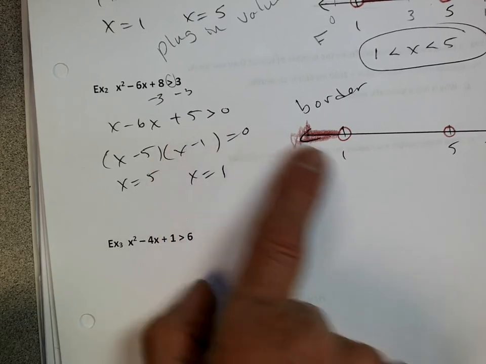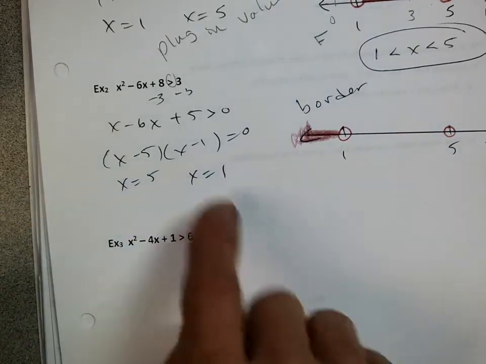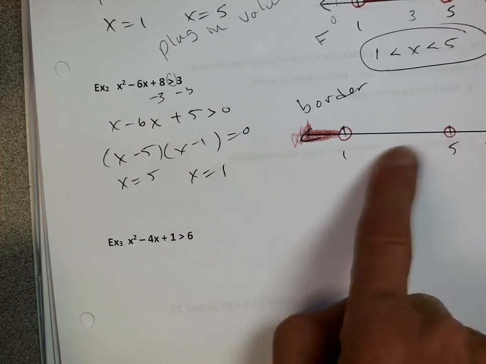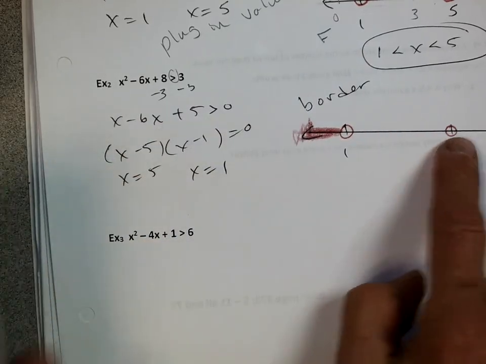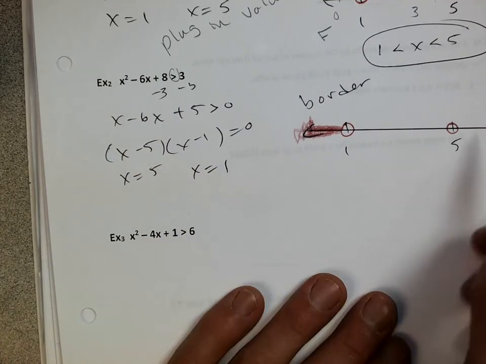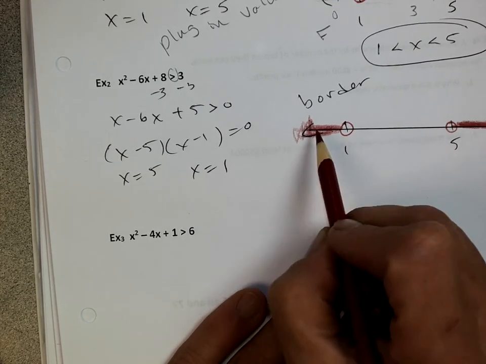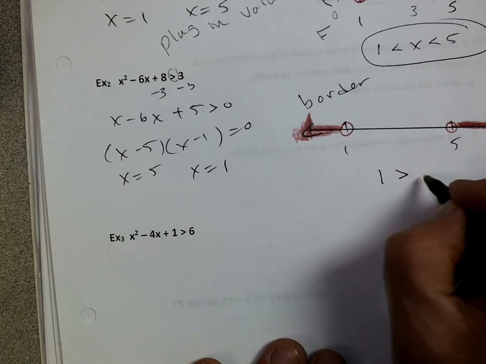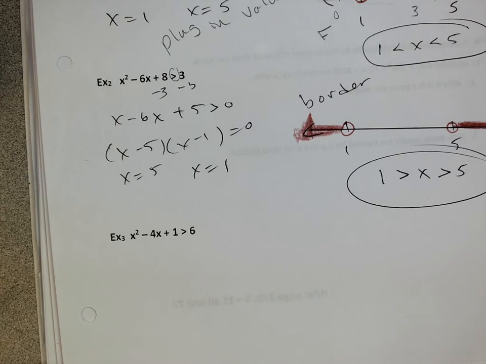And then I plugged in my 3, and I got negative 4, which is not bigger than 0, so we don't shade there. And of course, we plugged in our 10. We got 45, which is indeed bigger than 0, so we want to shade that region. That's all I wanted to show, that sometimes you shade the other region. Same problem, but with the inequality sign turned around, it's the other. Now, that's easy. How about set notation? We'll say 1 is greater than x, which is greater than 5, and there it is in set notation.